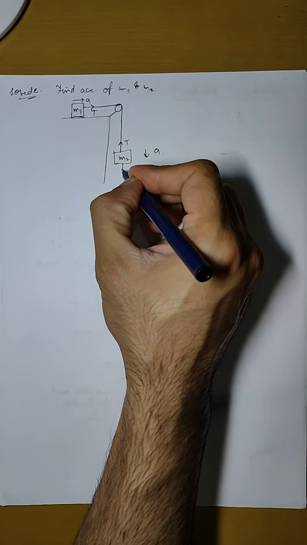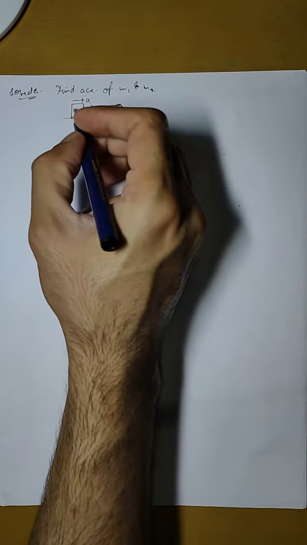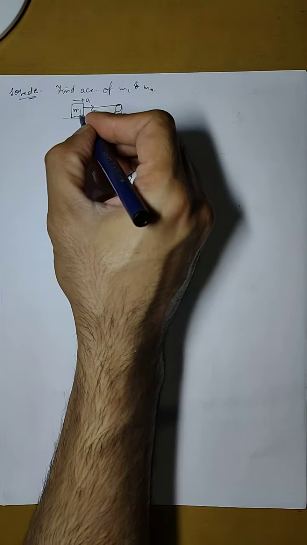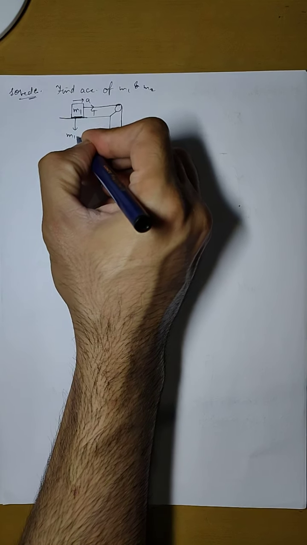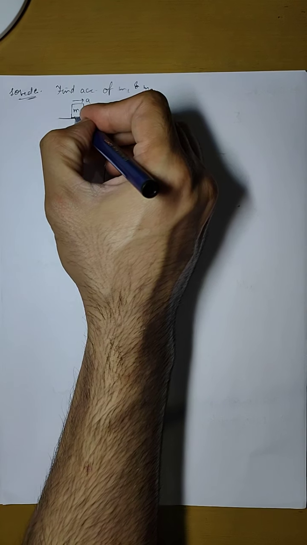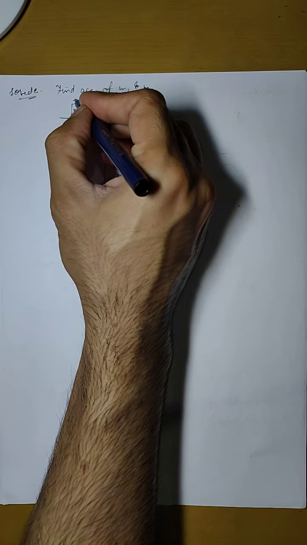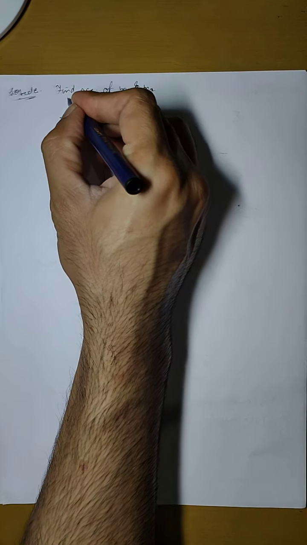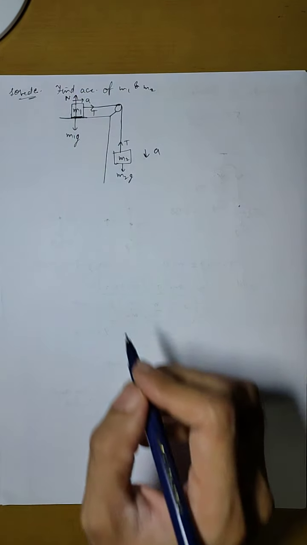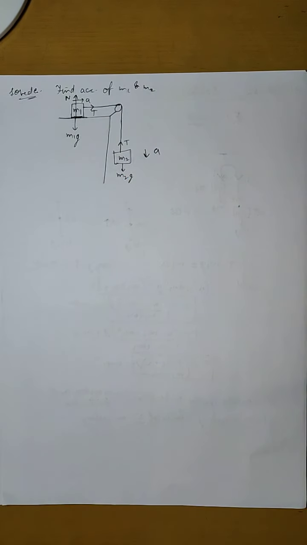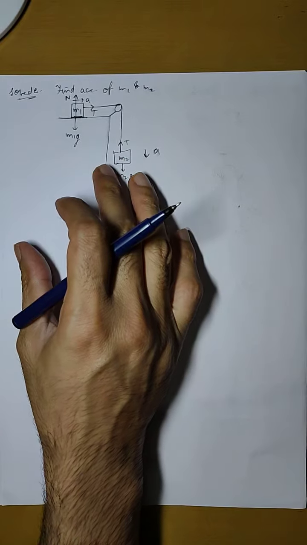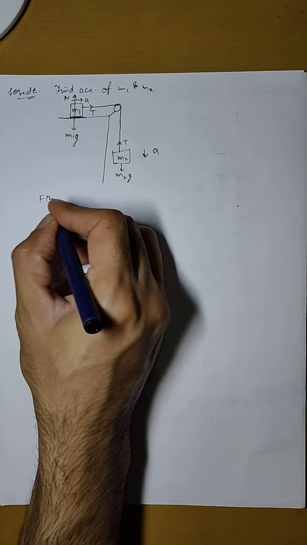Also there will be weight acting downward. For m2 it is m2g. For m1, it is kept on a horizontal surface, so m1g will be acting downward, and there will be a normal reaction because of this surface in the upward direction. Let us say this is N. Now these are all the forces. Now I'll make the free body diagram.